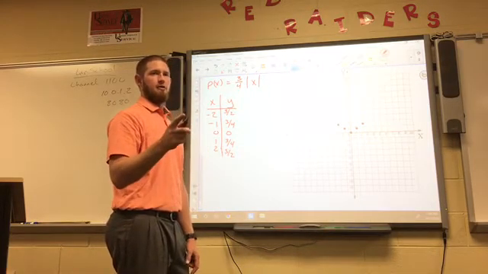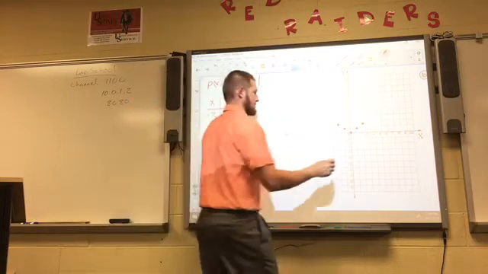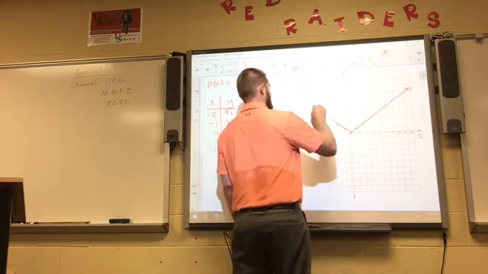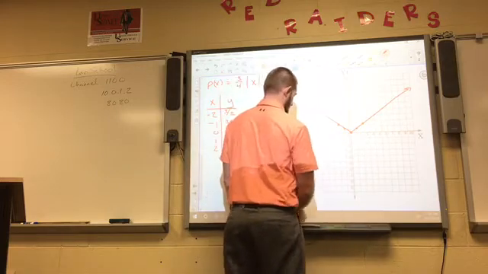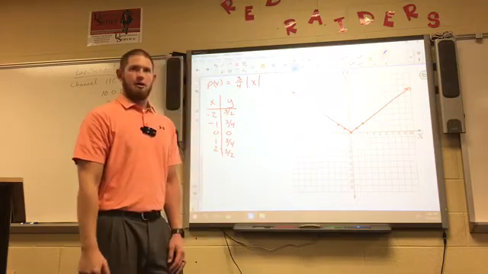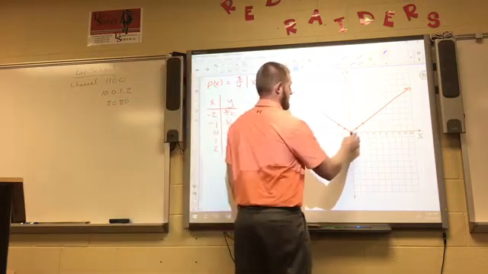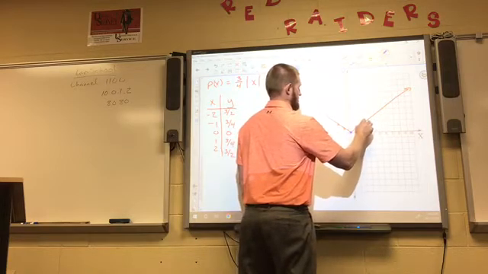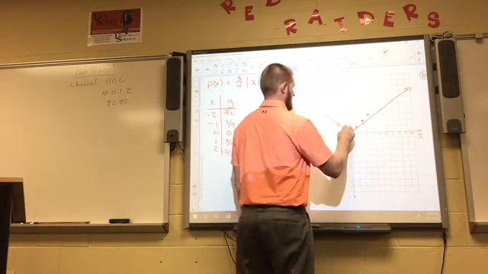It's an absolute value family, so it's going to be a V shape. Okay, and they also want us to graph the parent function, which in absolute value would be 0, 0, 1, 1, 2, 2, 3, 3, and so on.